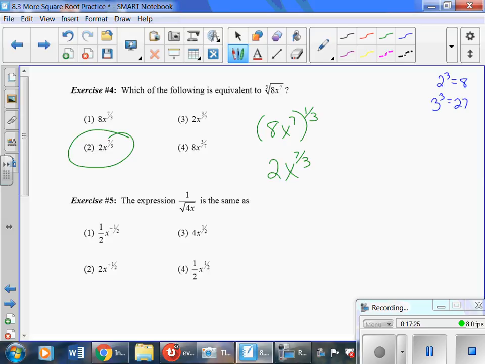So the expression 1 over the square root of 4x is the same as, let's see, what is this going to be? This is going to be 1 over, well, the square root of 4 is 2, and then I still have the square root of x left here, but I don't see that here anywhere. So 1 over the square root of x is the same thing as 1/2 x to the negative 1/2, right? If we bring it up on top, do we see that one? 1/2, here it is right here. All right.